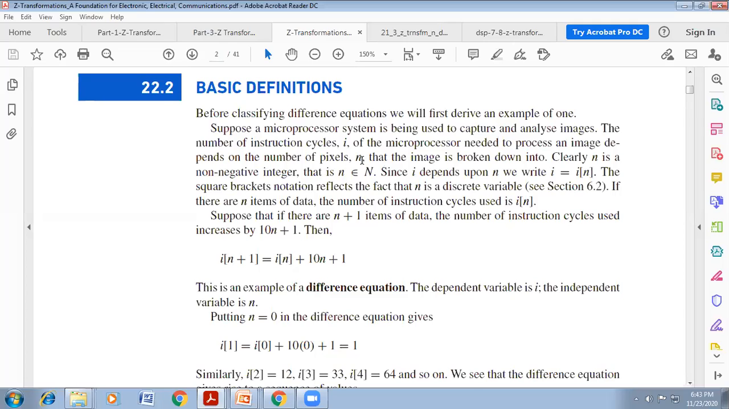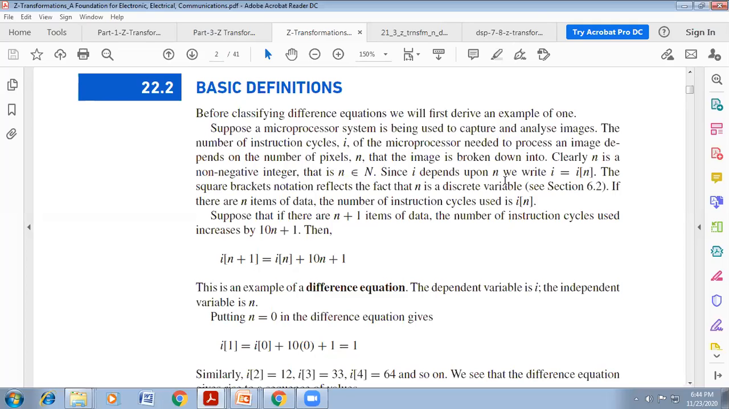Suppose the number of pixels the image is broken down into is n. The image will be broken down into many different pixels. To combine the whole image in a beautiful way, the number of pixels is very important. So n is a non-negative integer, which means n belongs to the natural numbers.